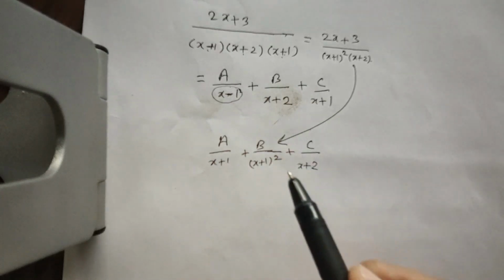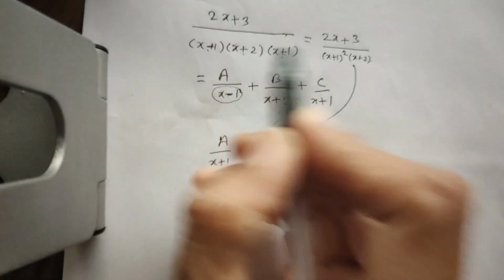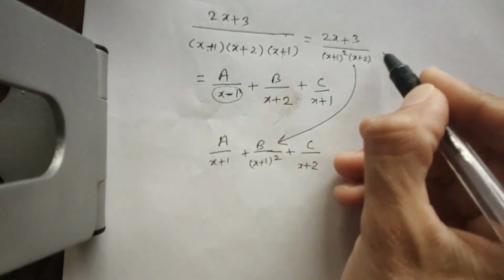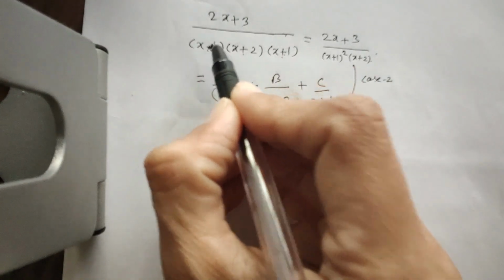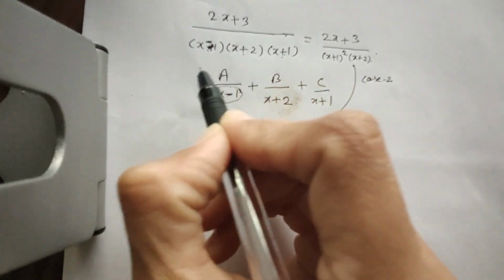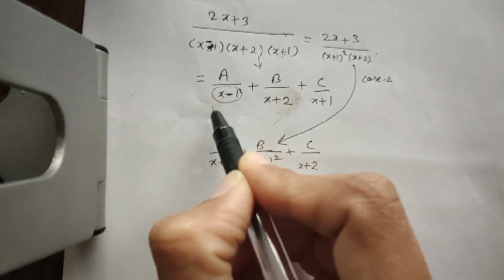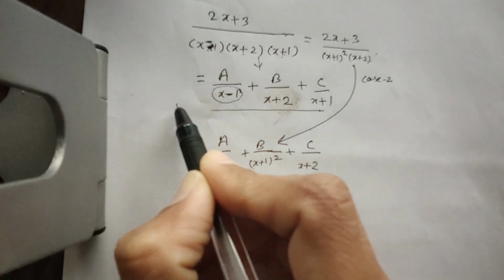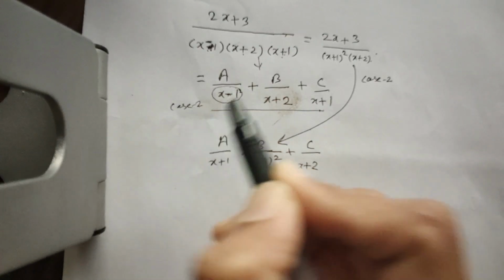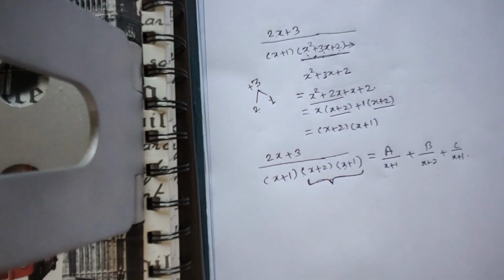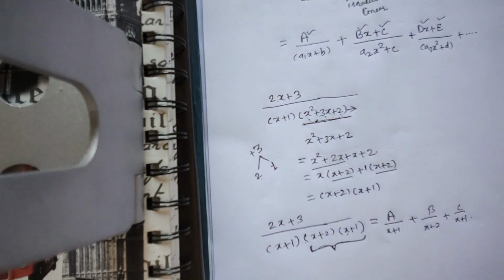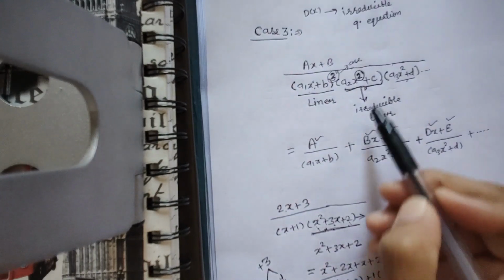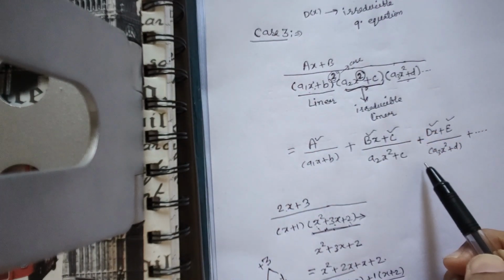So just understand that difference. If I took x plus 1 here, then it will fall into case 2, the second case. And if x minus 1 is given, then it will fall into case 1. This will be case 1. So I hope you understand this difference. Now if this is irreducible, then I need to resolve the partial fraction using this.